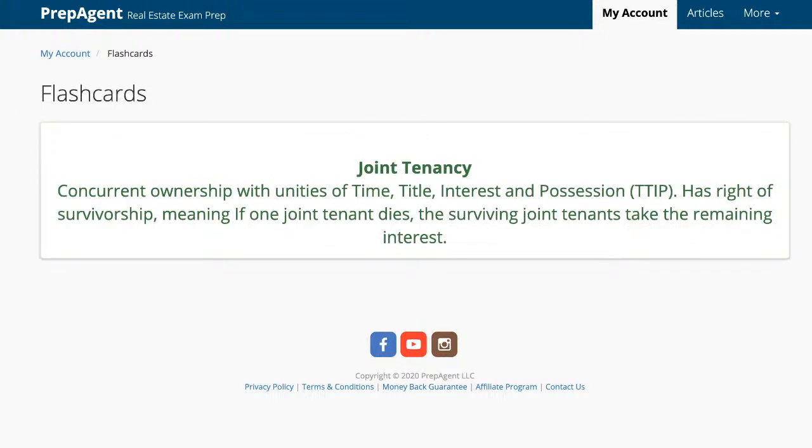It also has the right of survivorship. The right of survivorship. Tenancy in common would just have what? So joint tenancy has time, title, interest, possession. Tenancy in common has what?